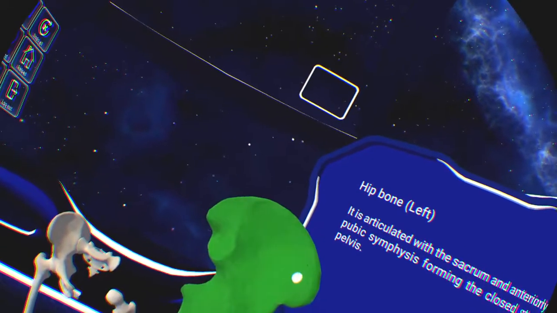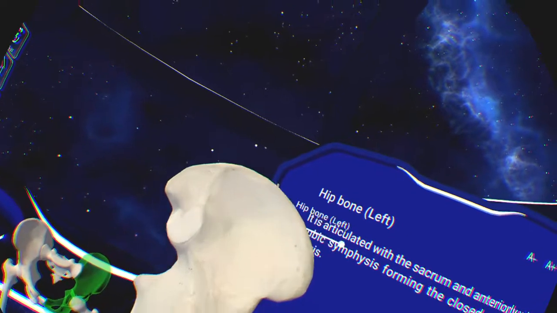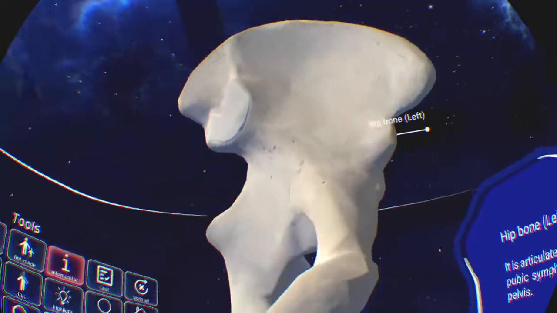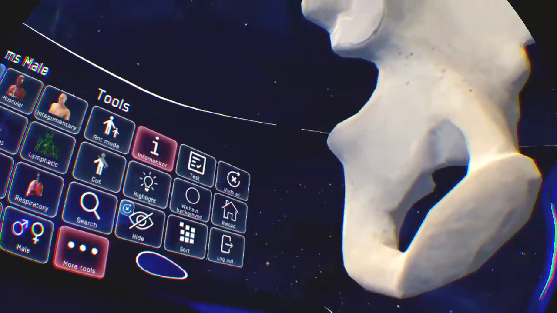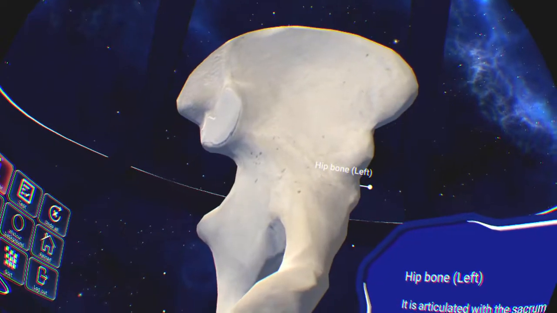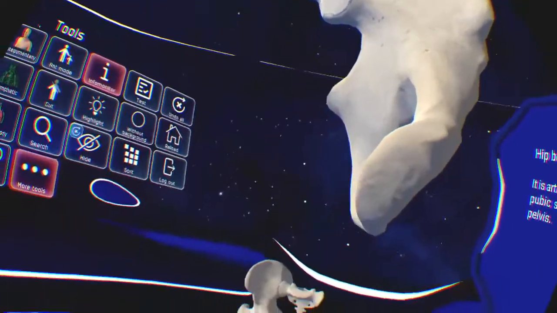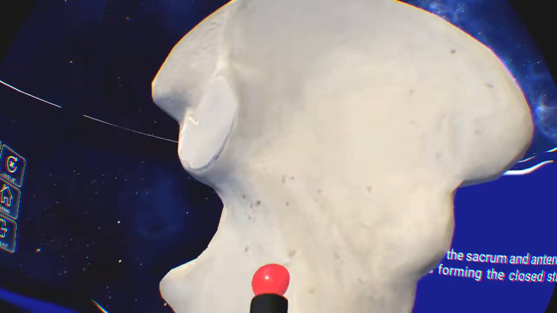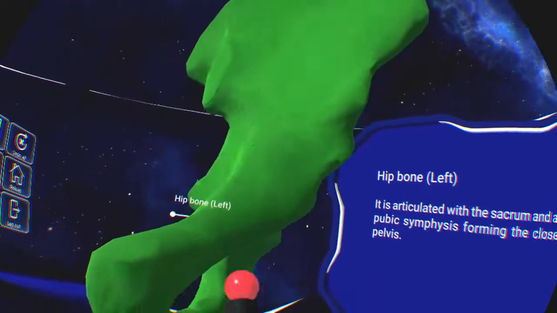So here's the hip bone. Let me make it bigger. There's no Latin pronunciation for hip bone. Hip bone is just fine. Here's kind of what it looks like. I'll put it straight because it's at an angle. So if a person is facing us, this is kind of how it looks straight on.